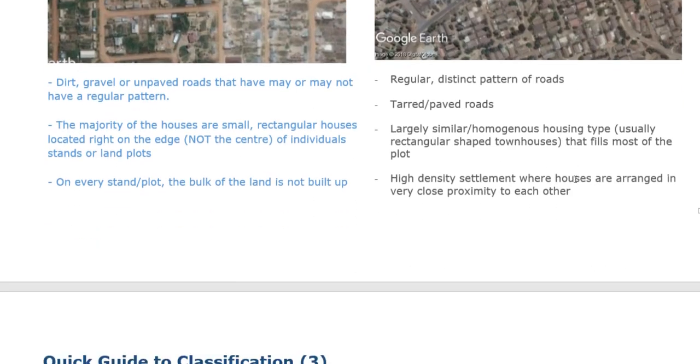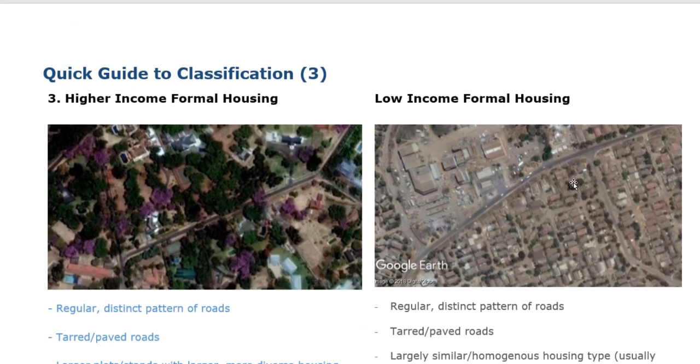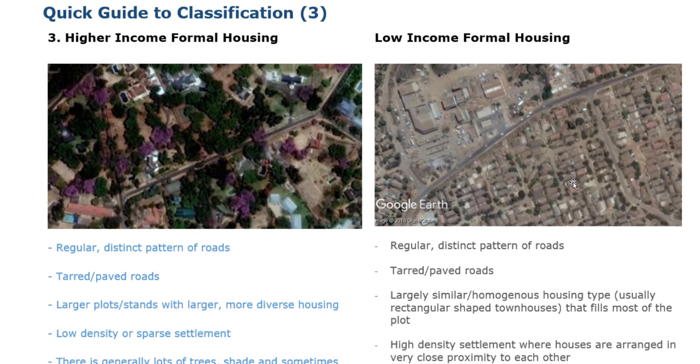The third kind of classification we are interested in is that between high income formal housing and low income formal housing. We have already discussed low income formal housing on the right here. On the left is high income formal housing. Both of these areas are formal, but this one is low density or high income, whereas this one is low income high density. The first similarity between these two areas is that there is a regular distinct pattern of roads. The roads are tarred or paved. It is the same across the two.